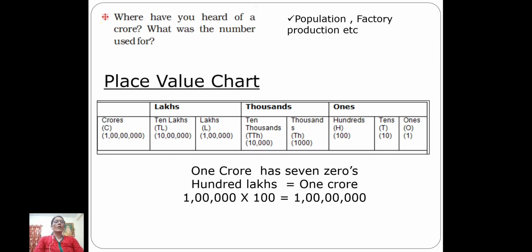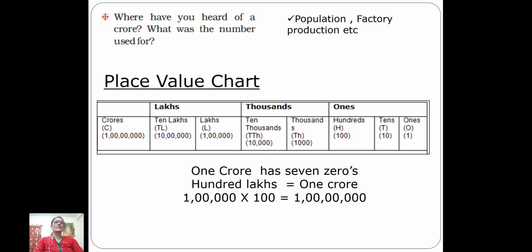Okay. Now again we come back. 1 crore has 7 zeros. 100 lakh is equal to 1 crore. I explain it again to you. 100 lakh. 100 means 100 and lakh means 1 lakh. So 1 lakh into 100 or 100 into 1 lakh is equal to 1 crore. Simple. 1 ones are 1.